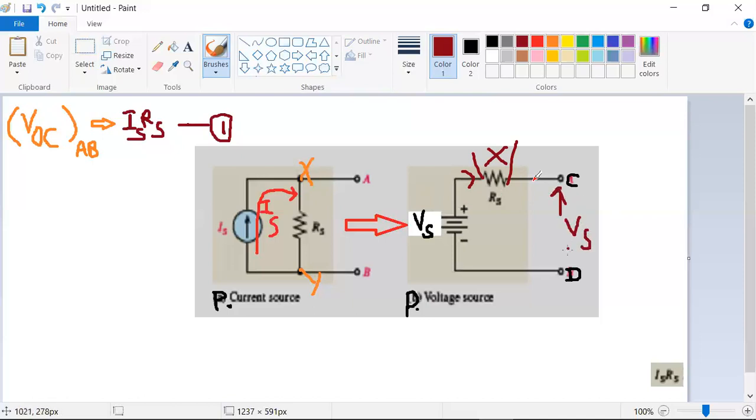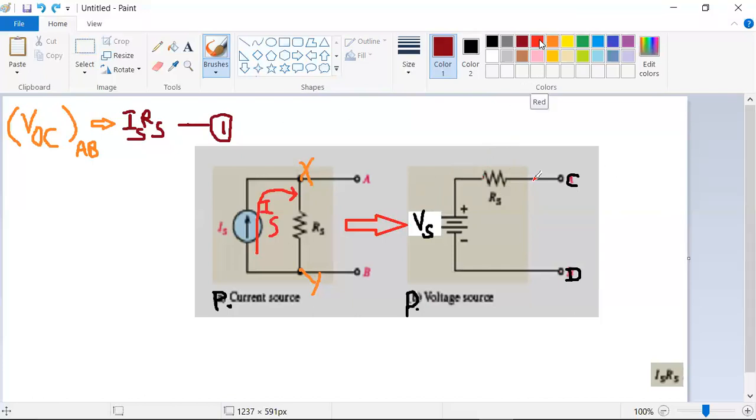Means the output voltage is equal to the input voltage. Means the output voltage, or open circuit voltage of CND, is equal to the supply voltage, right? Output voltage or open circuit voltage of CND is equal to supply voltage.